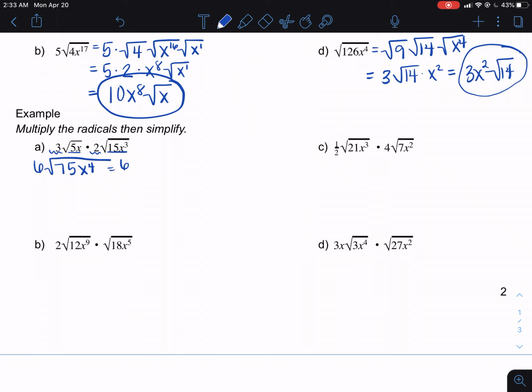So we have 6 times, so the square root of 75, excuse me, can be the square root of 25 times the square root of 3. And then we have the square root of x to the 4th. It's even, so we're going to leave it the way it is. So if we simplify, we have 6. The square root of 25 is 5. We don't know the square root of 3. And the square root of x to the 4th is x squared. 6 times 5 is 30. x squared times the square root of 3.